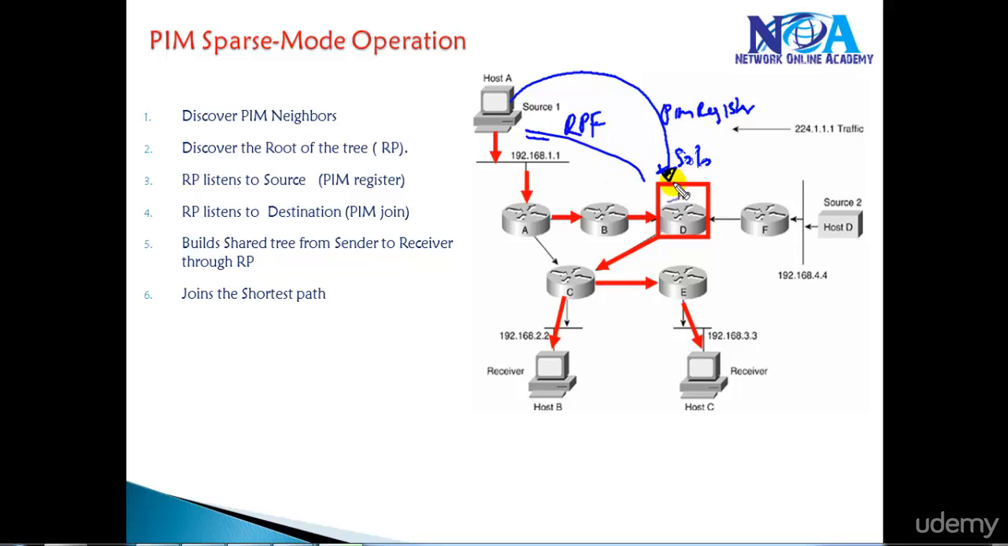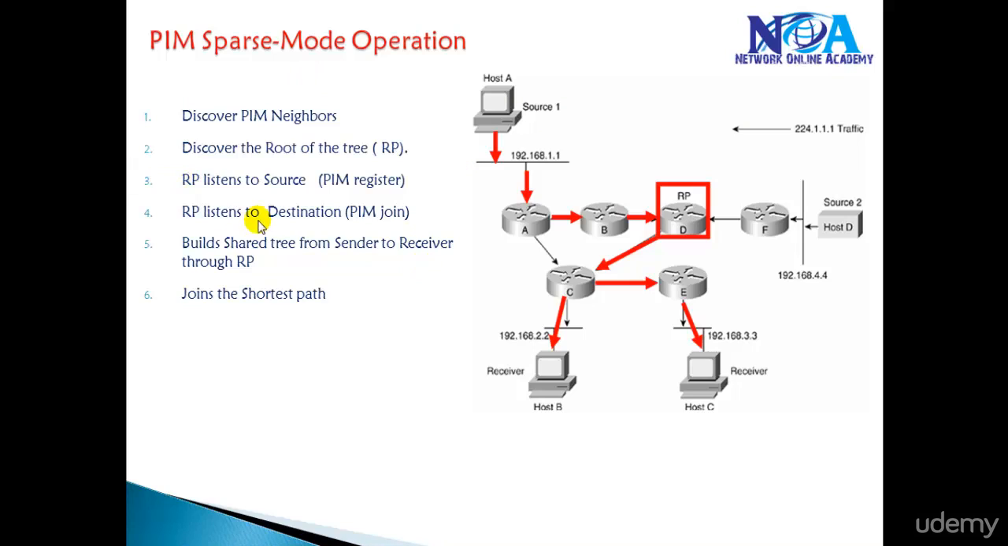it's going to match. It should match that RPF check, and if it matches, it's going to accept the PIM register messages, and it's going to acknowledge back with the register stop messages. If not, it's not going to accept that. So again, the RPF check is also done here based on the same conditions. Now the fourth step, the RP should also know about the destination as well.